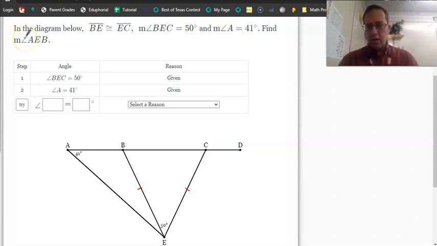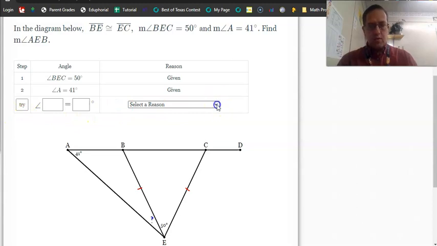Okay. So now let's take a look at this. We want to find the measure of angle AEB. So AEB. We want to find the measure of this angle right there. That's what we're looking for. Okay. So we don't have any parallel lines this time, so we're not going to be using alternate interior, exterior, corresponding, or any of that. So what can we do?